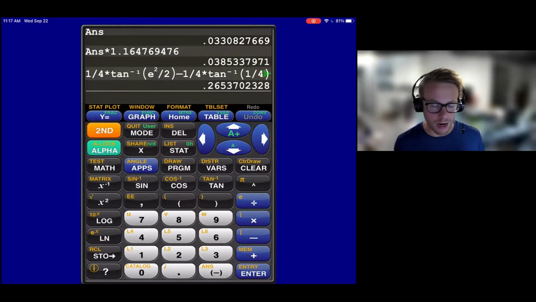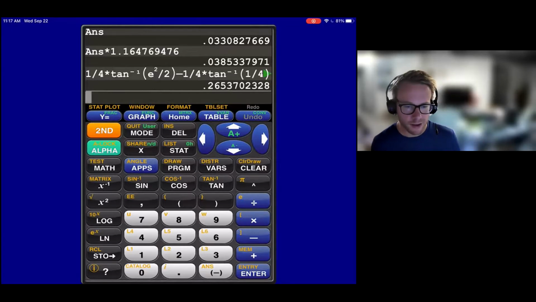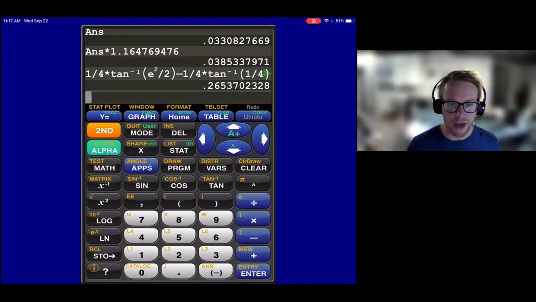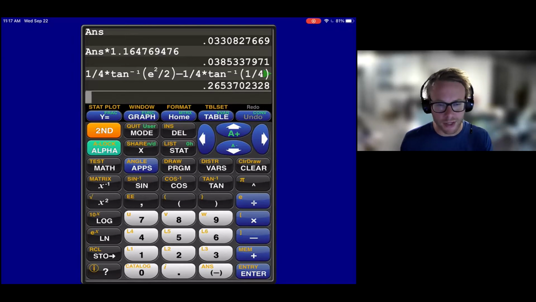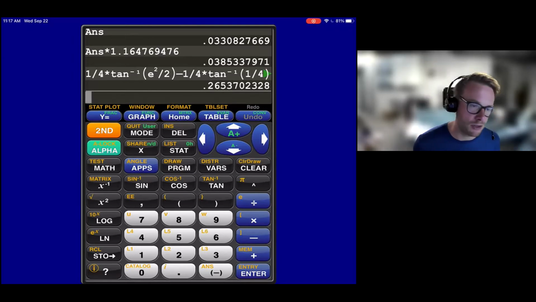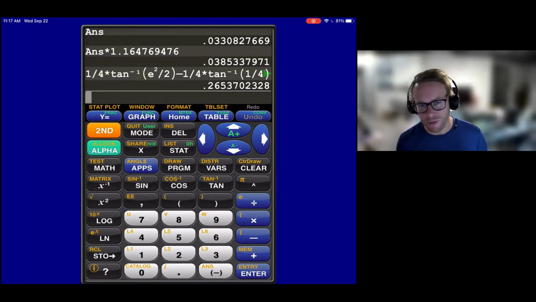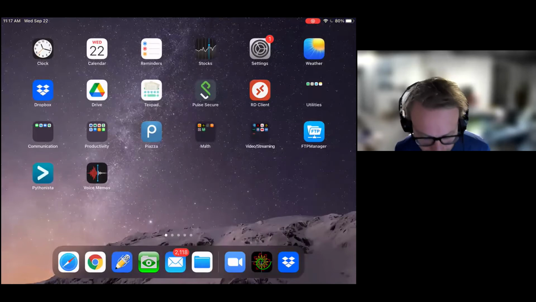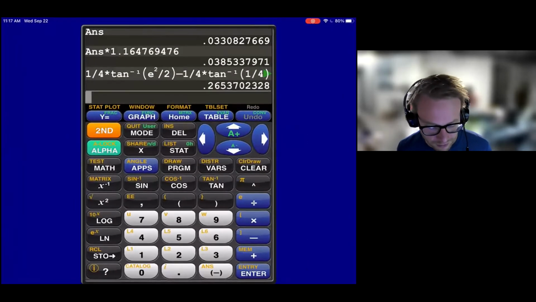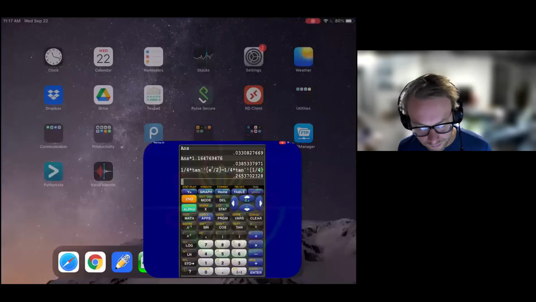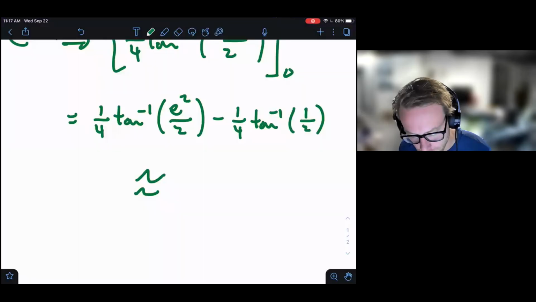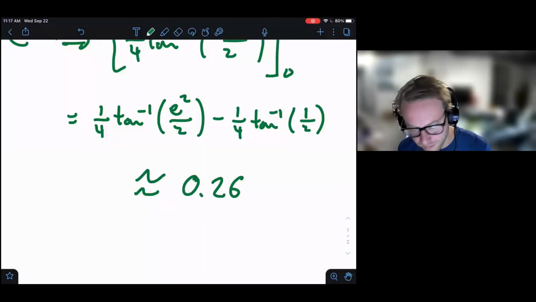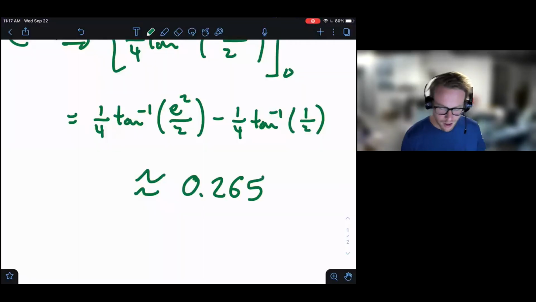So again, if you round early, it's very possible that you'll make some mistake. Especially when you start multiplying by 1/4 or other numbers, right? This will maybe change how many decimal places you need to round to. So again, I never recommend rounding early. It just seems to be a recipe for disaster, I suppose. So approximately equal to 0.265. All right, there you go.